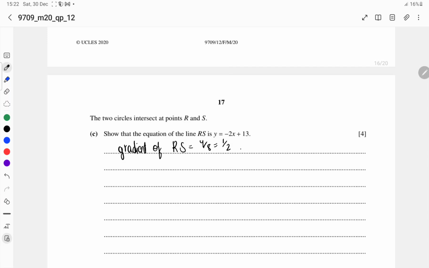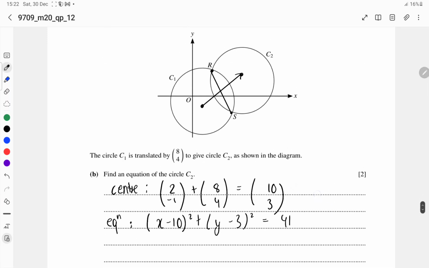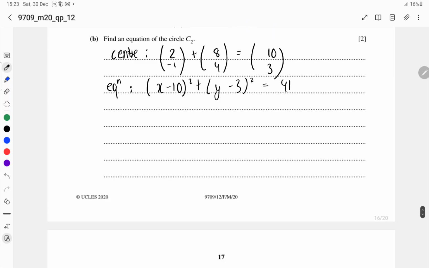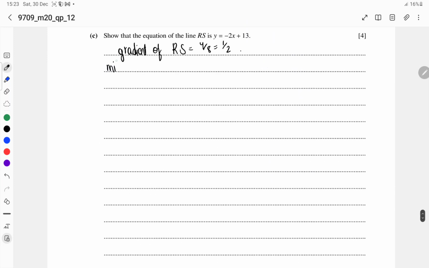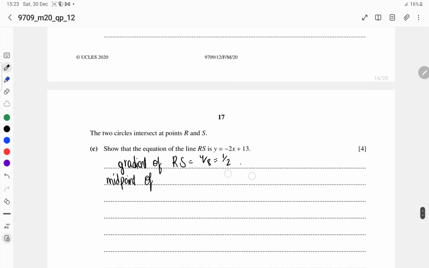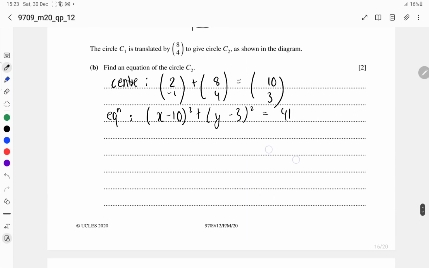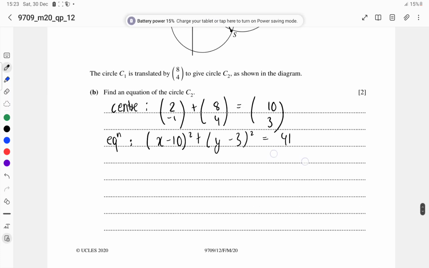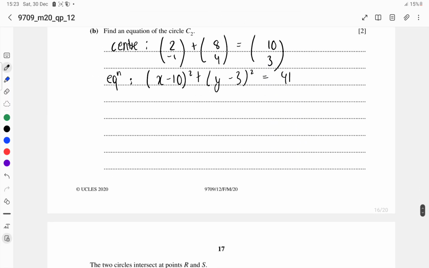right? So for this, what do we know is, the midpoint of these two will be passing through RS, because yeah, it's going to pass. So the midpoint of these two centers is given by 10 divided by 2 and 3/2. Now what we need to do is we need to subtract these points.